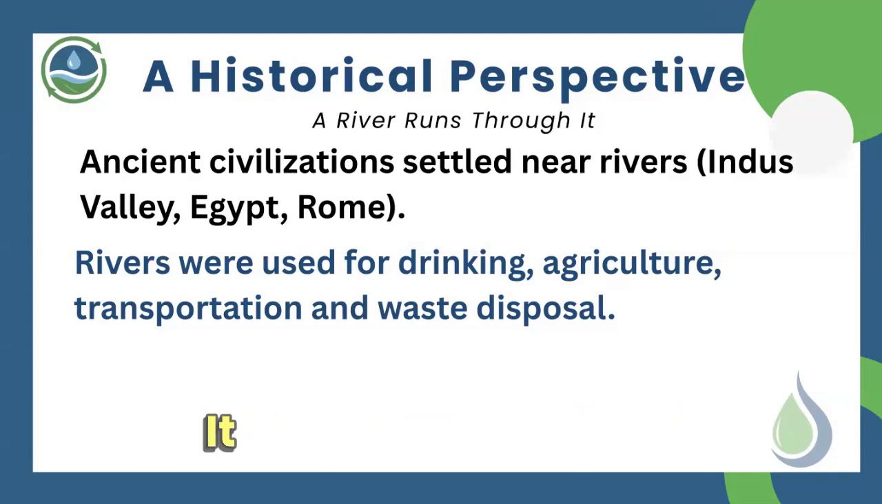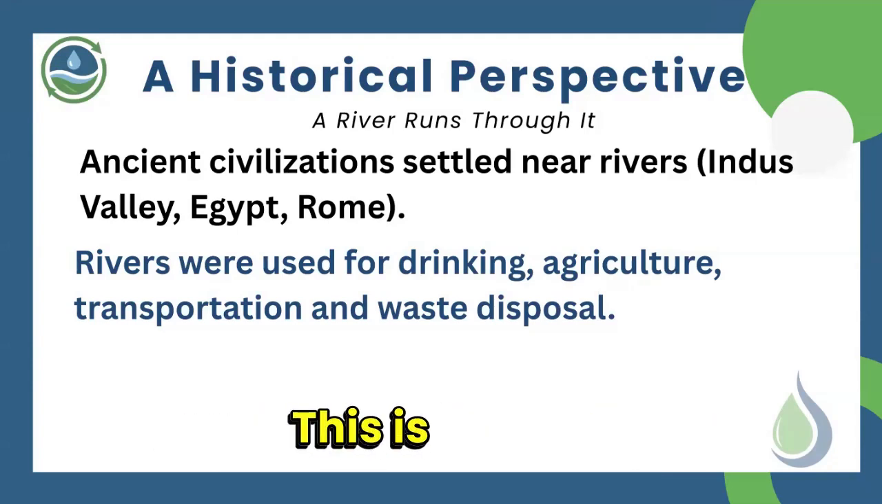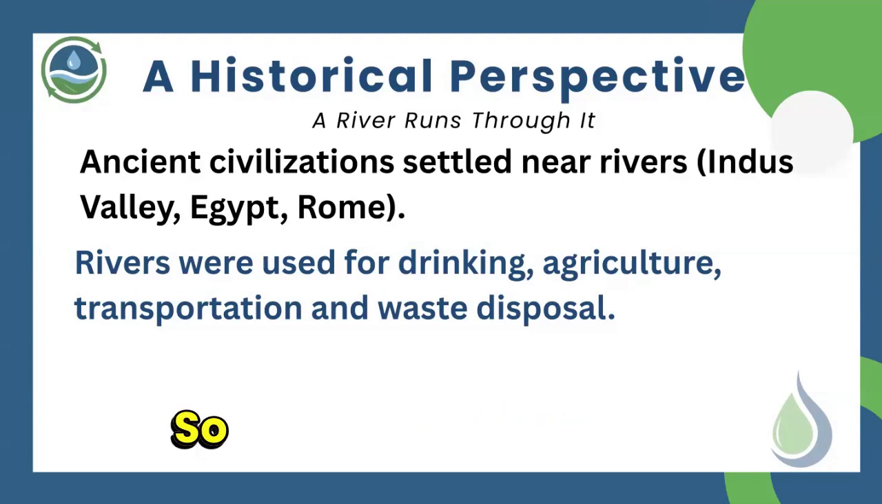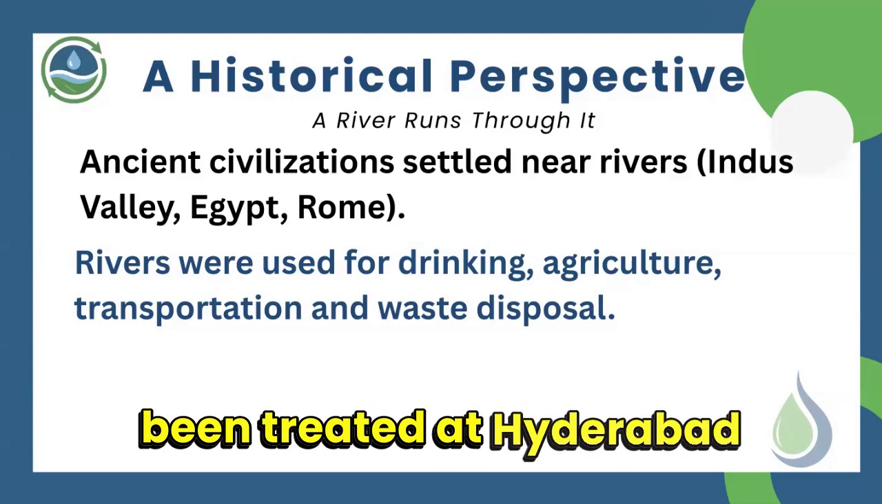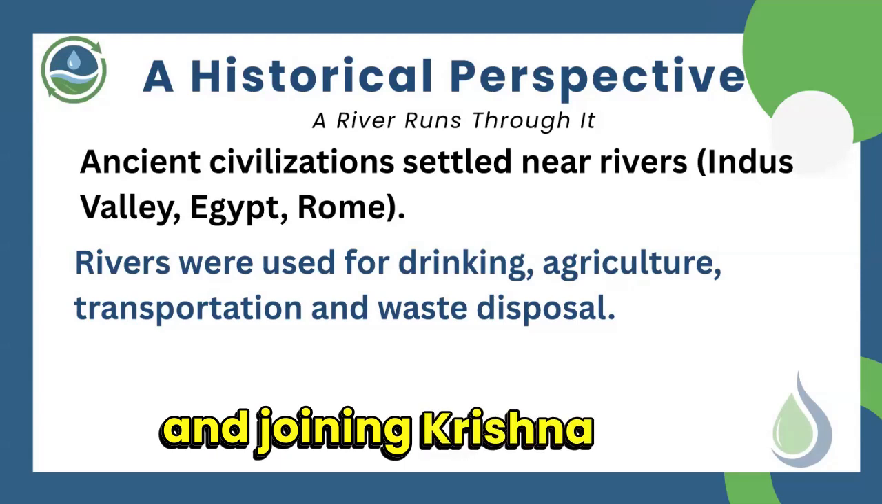where does it go? It is not exactly going into the ground. It is going and joining another larger river, a bigger river. Maybe it goes and joins Krishna, right? This Musi is a small subsidiary. It is going and joining Krishna River. So the sewage, or some of the sewage which is not being treated at Hyderabad in the Musi River, is going and joining Krishna River.